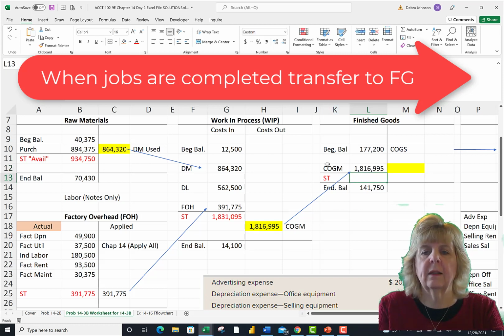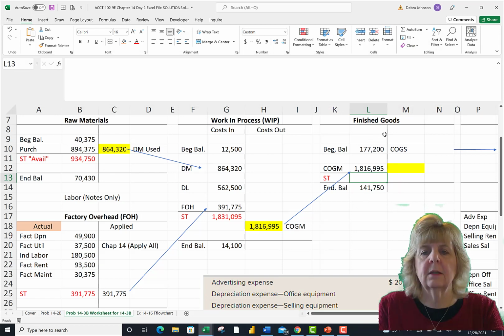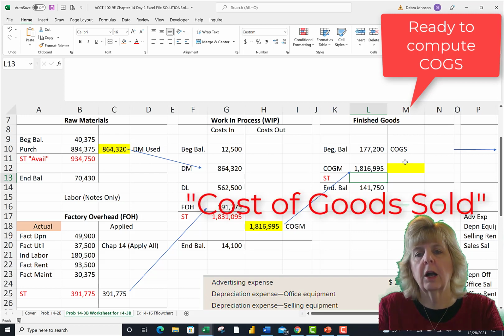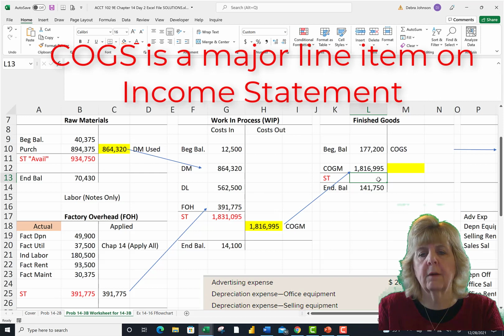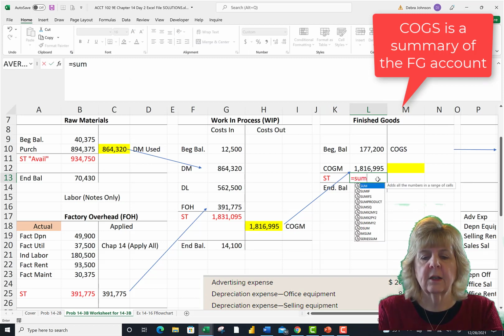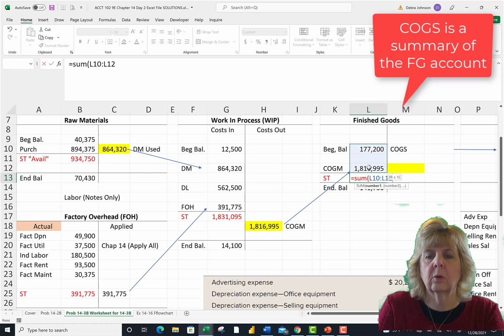That leads me to my last yellow box here, which is cost of goods sold. This represents exactly what it represented last year, and if you just say the word cost of goods sold, that's exactly what it is. This is the cost of all the goods that you sold during the period. That'll be used and compared against the revenues to come up with the gross profit. So again, cost of goods sold is a summary of the finished goods account. So I'm going to sum this up on the red subtotal line.